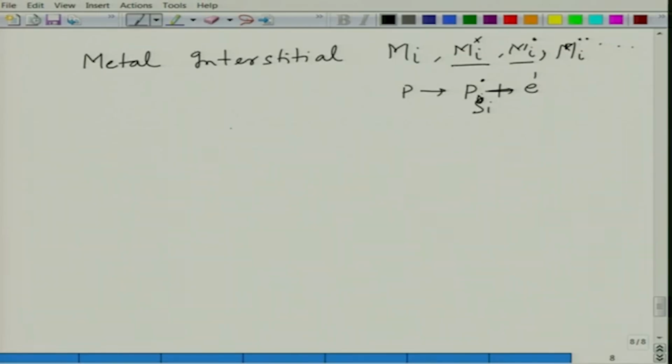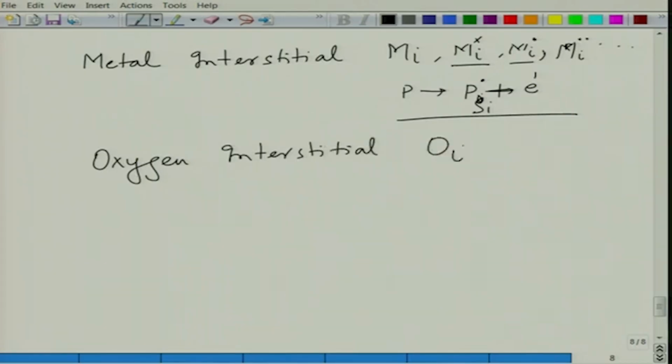So if you put a metal, for example, inside a metal, it may give rise to charges or it may not, depending upon its ionization energy. So whether this reaction will take place or not depends upon the ionization energy of the impurity. Similarly, you can have an oxygen interstitial. This will be OI, and this OI can again be OIX, OI dash, or OI double dash. In the case of oxygen, it can have a maximum of OI double dash because oxygen has a valence of -2.